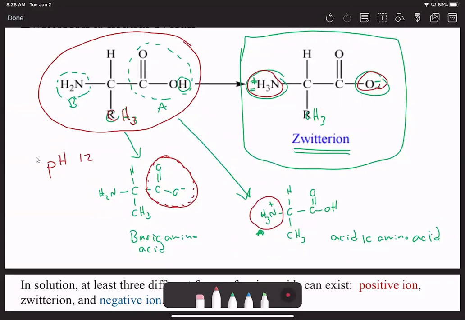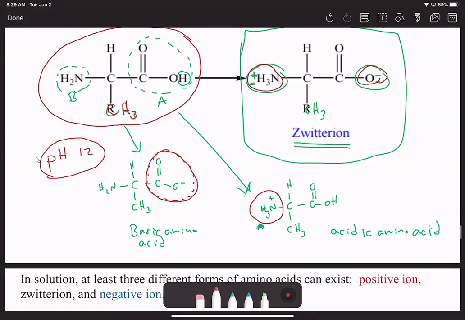So our pH scale ranges from 0 to 14, 7 being neutral. Anything above 7 is basic, anything below 7 is acidic. So if I know that my solution is basic, I'm going to end up with a basic amino acid, an amino acid that has a carboxylate end.